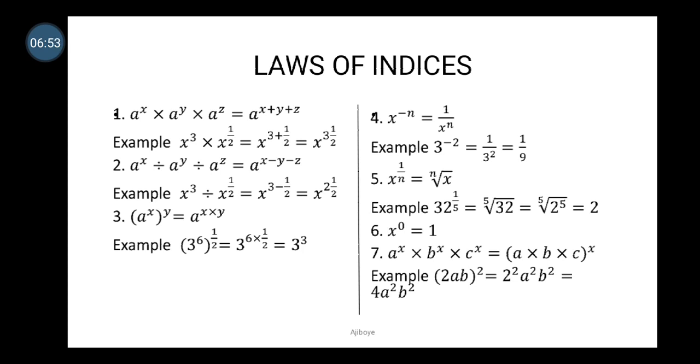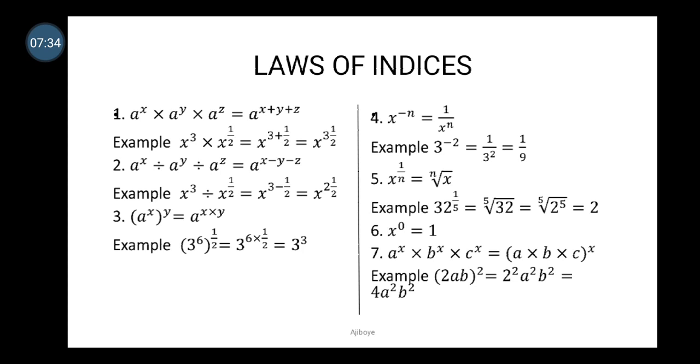Law 3, a raised to power x, then raised to power y, simply is equal to a raised to power x times y. That is, if you have a power in brackets and you also have another power outside the bracket, the two powers will multiply, not add, not subtract. Let's take for example, 3 raised to power 6, in brackets, raised to power half, is equal to 3 raised to power 6 times half, and that will give us 3 raised to power 3.